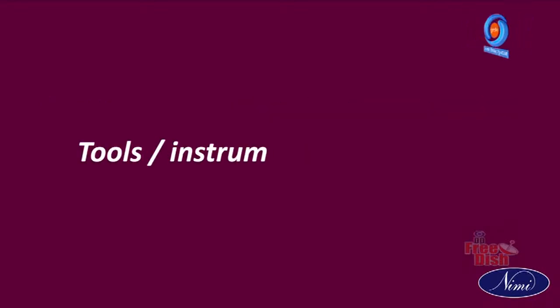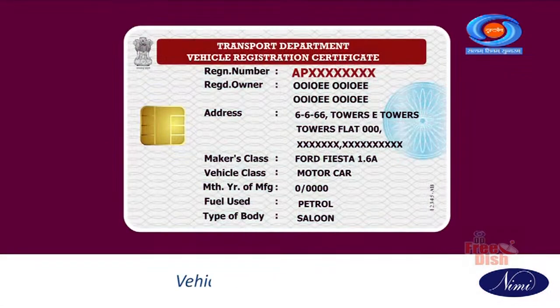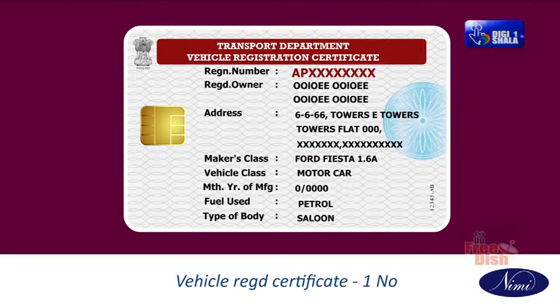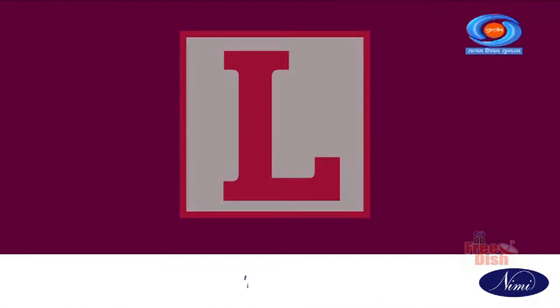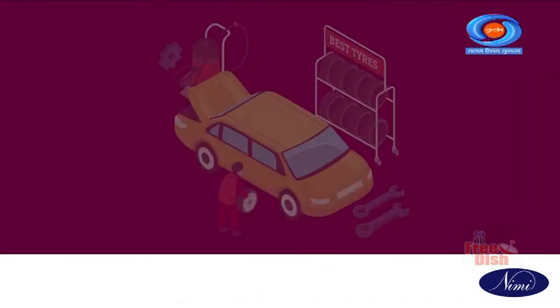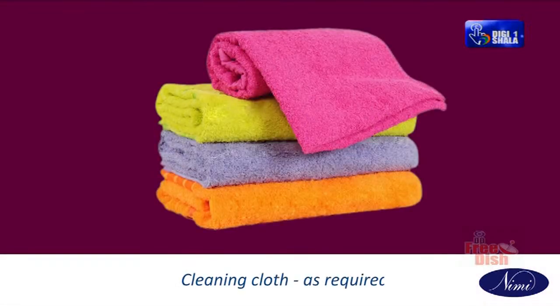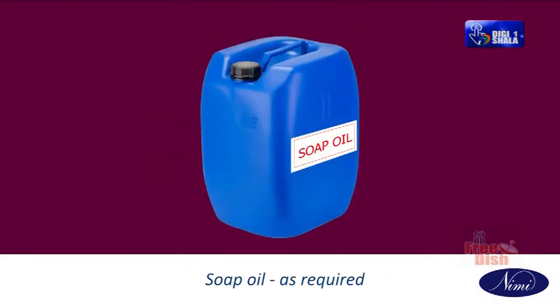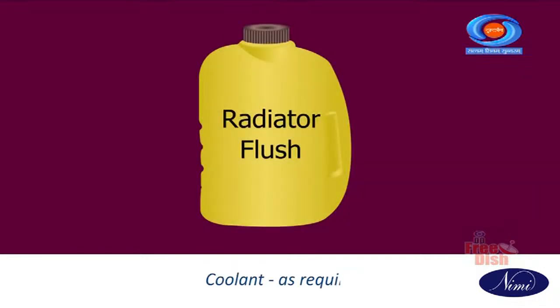Tools and instruments required. Trainee's toolkit, 1 number. Vehicle registration certificate, 1 number. Vehicle fitness certificate. Driving license, L-boards, jack lever, vehicle with stepney. Materials required: cleaning cloth as required, soap oil as required, lube oil as required, coolant as required.